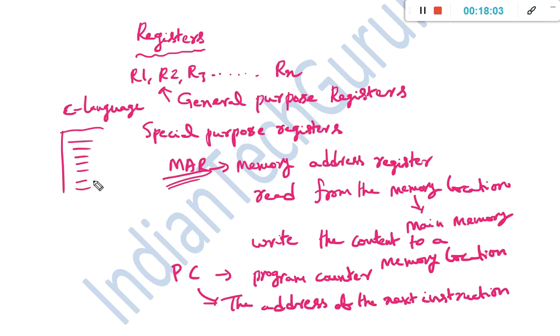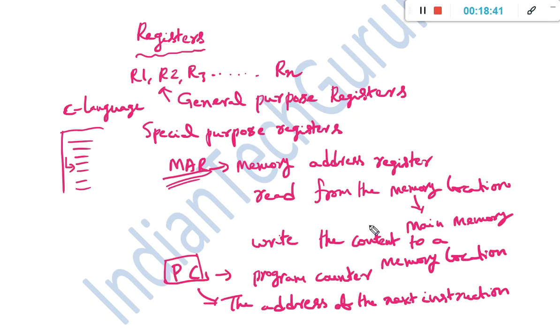However, there must be some indicator which is going to represent the address of the next instruction, initially the address of the first instruction. Because always the program is being executed in a sequential fashion, line by line. First line is executed first, second line is executed next. So that is why there must be an indicator, a pointer, which is going to represent the address of the next instruction. That is actually carried out by the program counter. It is a special purpose register.